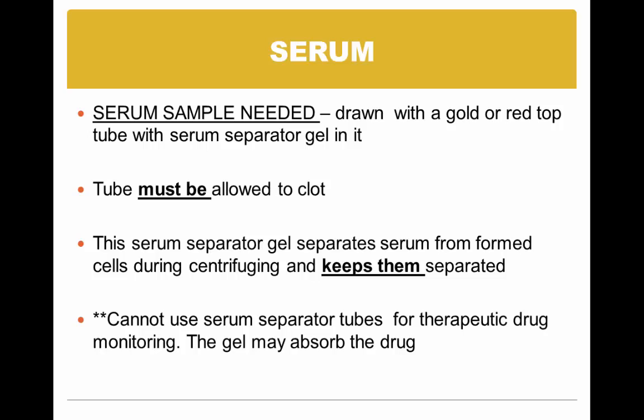When we need a serum sample, it's drawn with a gold or red top tube with a serum separator gel in it. The tube must be allowed to clot. The serum separator gel separates the serum from formed cells during centrifuging and keeps them separated. You cannot use serum separator tubes for therapeutic drug monitoring. The gel may absorb the drug, and then you won't have accurate results.